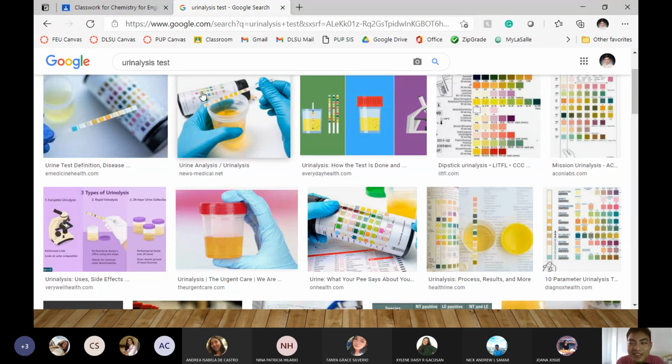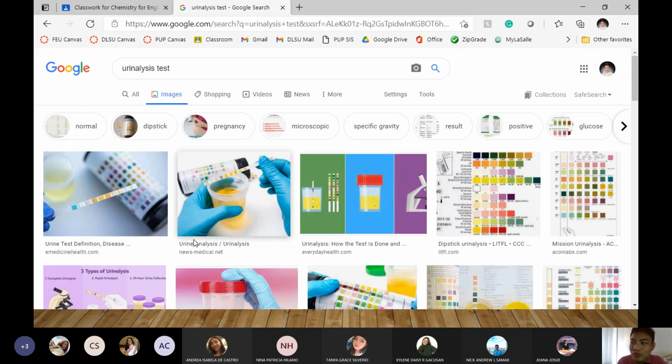when doing a urinalysis test, when quantifying substances here, you actually submerge one of these test strips in the urine. And then the colors will change. To know their concentrations, you can visualize it. You have this color palette here with their corresponding interpretation.